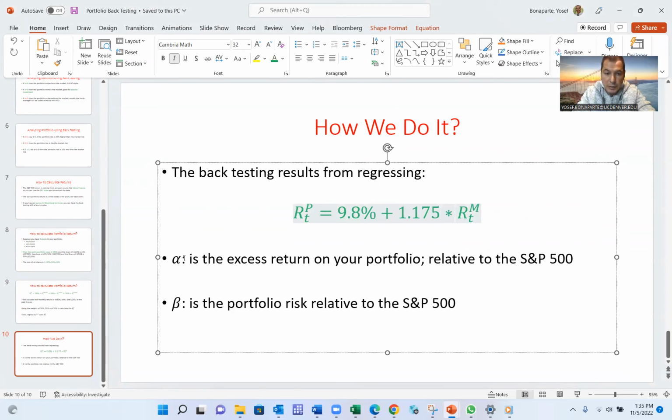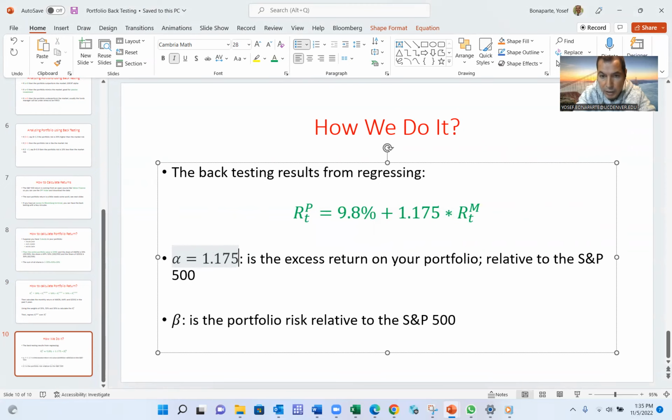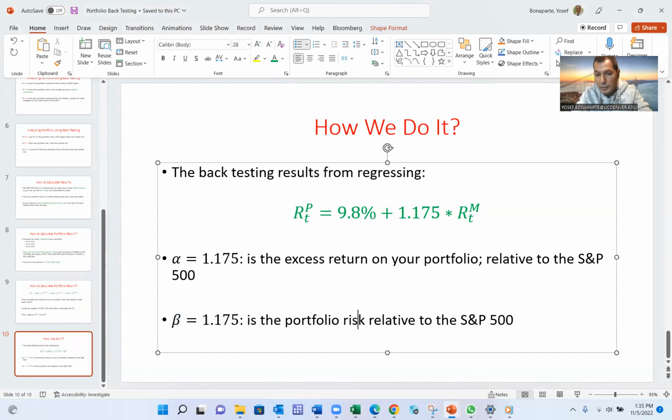So alpha is, in this case, the excess return of the portfolio relative to the S&P, and beta equals 1.175. So the portfolio is riskier than the S&P by 17.5%. Now it's your choice to decide whether you like that or not.